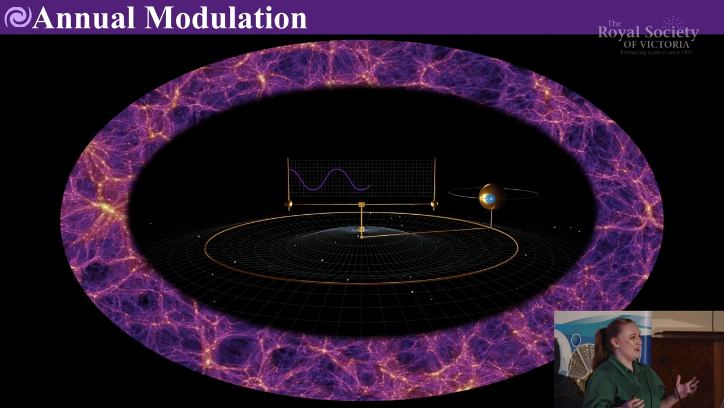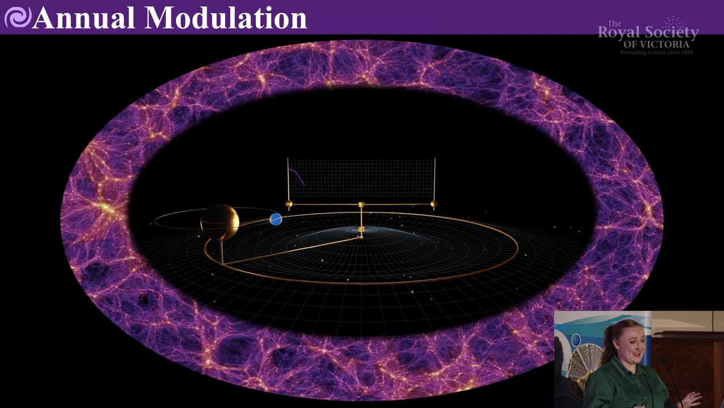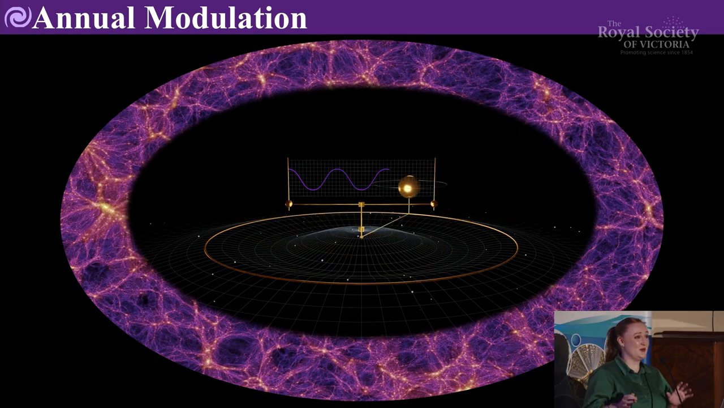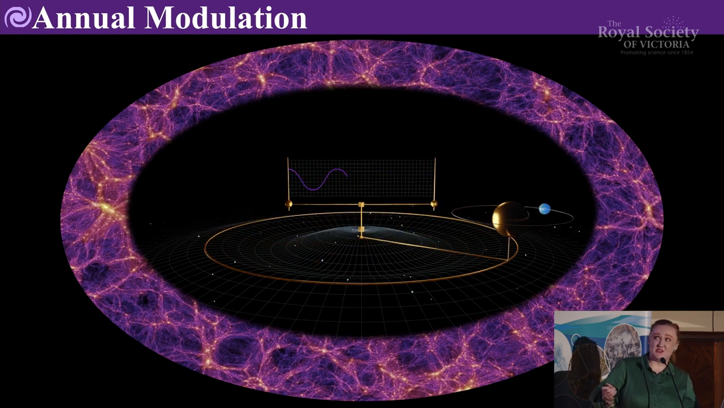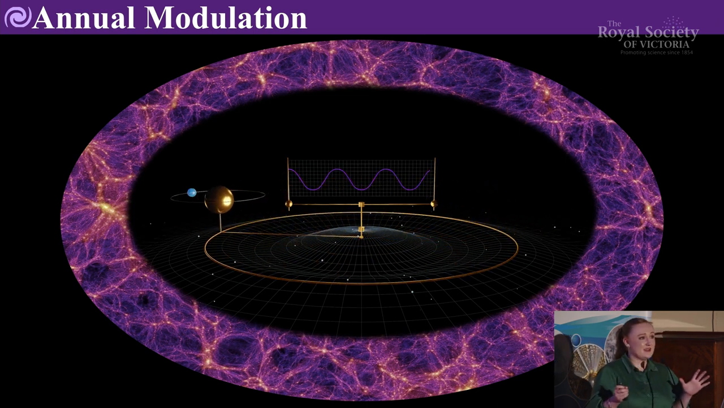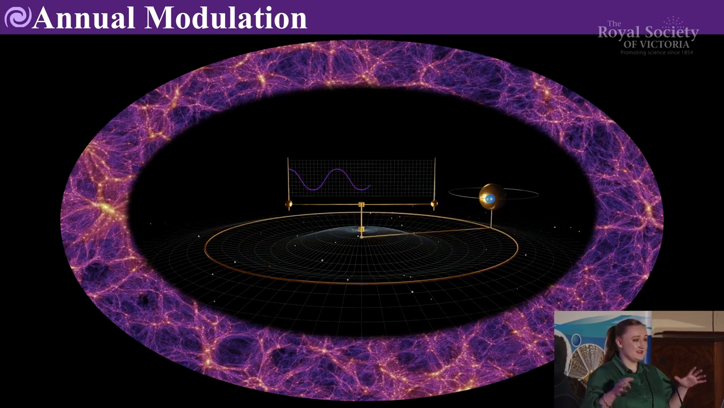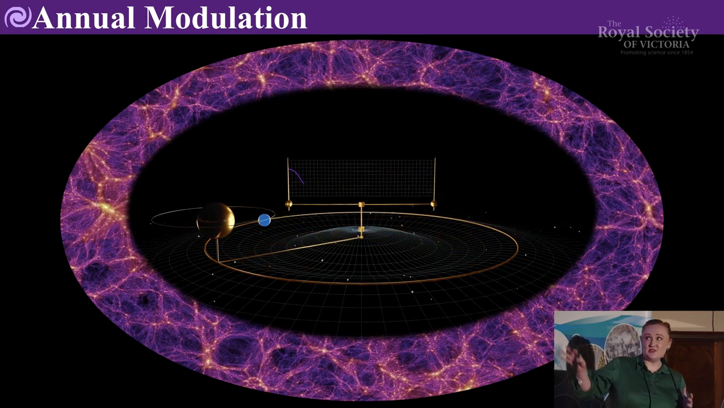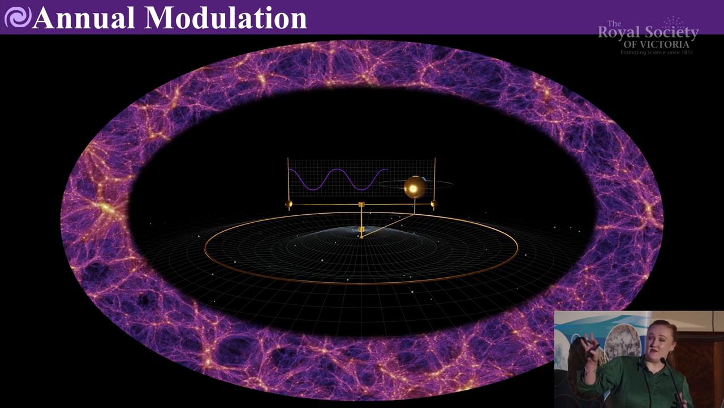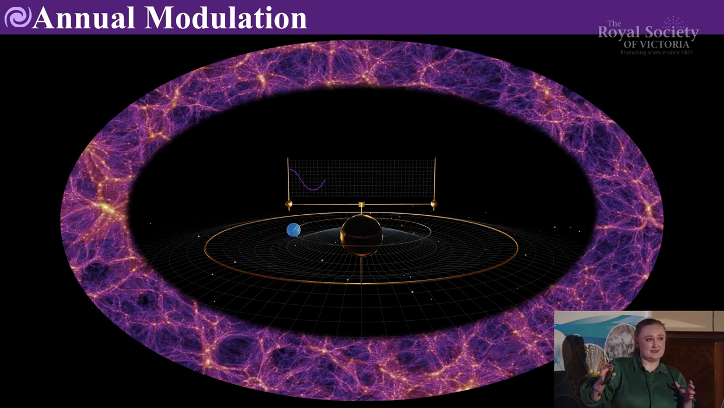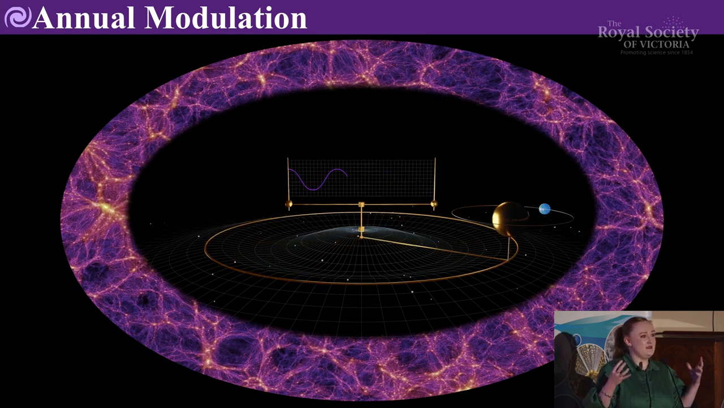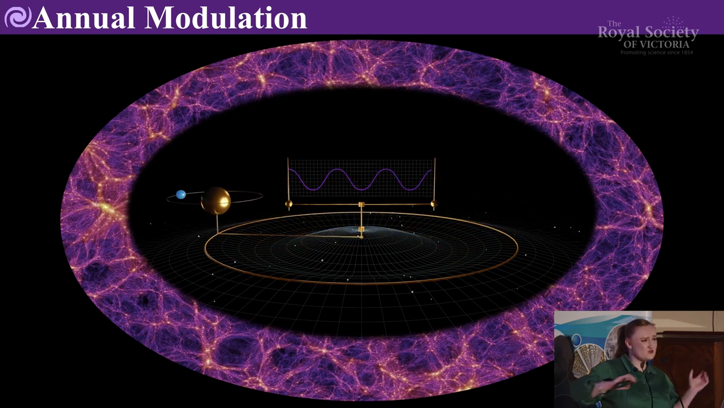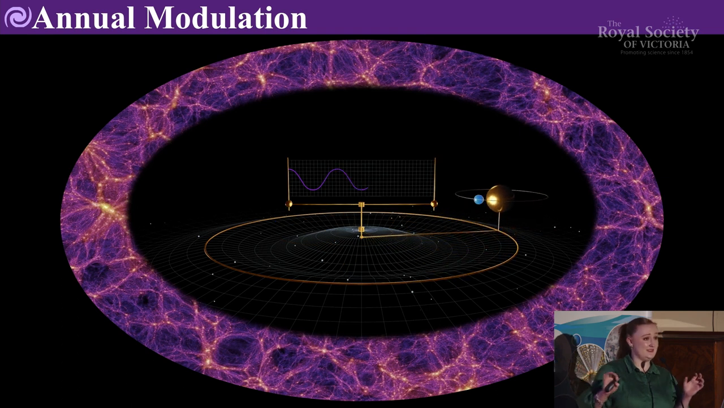Now, one of the ways that we can directly detect dark matter is by searching for the signal called annual modulation. Now, I've got this pretty little diagram. This here represents our solar system, which is within our galaxy. Every galaxy in the universe is embedded within this extended dark matter halo, which is what we're seeing in the nice purple around the edge. Now, as our solar system moves around the center of our galaxy, it creates this headwind effect, so it appears that dark matter is rushing through the solar system constantly.